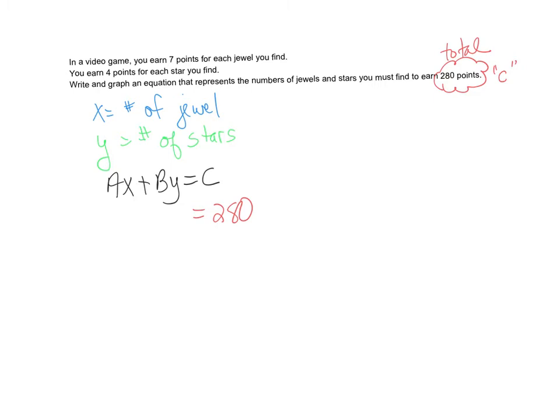Now, what's that 280 made up of? It's made up of 7 points for each one of those jewels. How many of them? We don't know. We call that X. And then in addition to that, it's 4 for each star. How many stars? We don't know. We call that Y. So this is our equation in standard form.